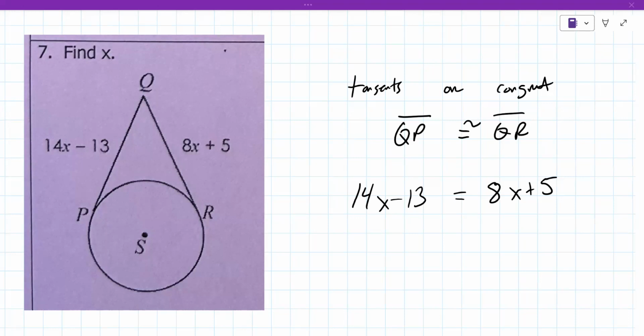Okay, so what I know is that first of all, you have to add 13 and 5. That's going to equal 18. And then for 14, you should be able to subtract 8x from both sides.